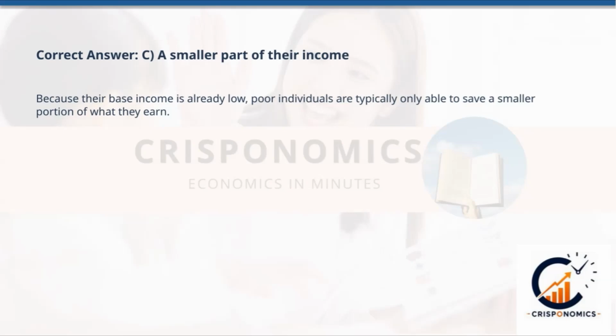When income is low, saving becomes a real challenge. People with limited earnings usually can only set aside a small fraction of what they make. It's not about choice. It's about necessity. Their base income simply doesn't stretch far enough to allow for bigger savings. So, the portion they save tends to be much smaller compared to those with higher incomes. This reality shapes how financial strategies need to be designed for different income levels.